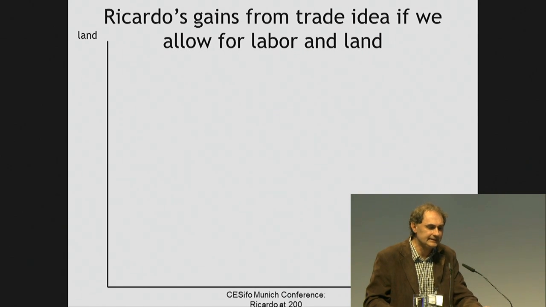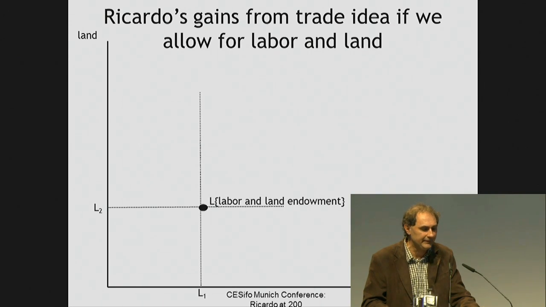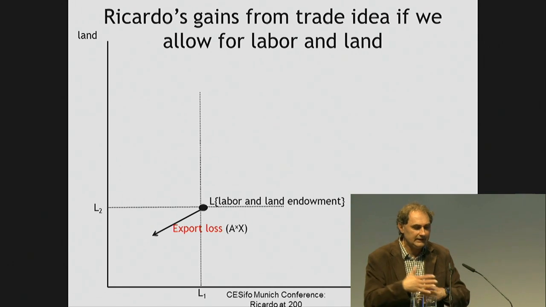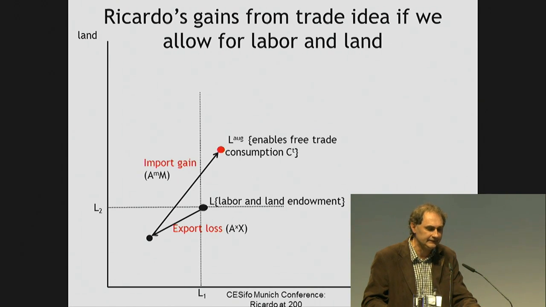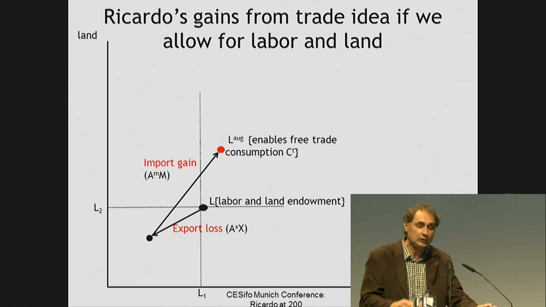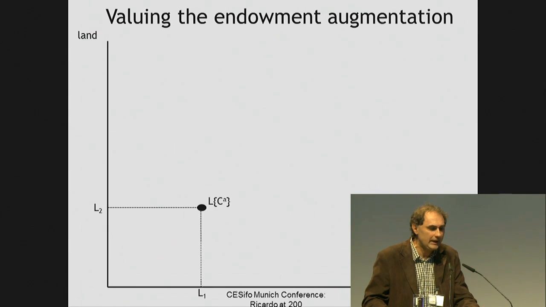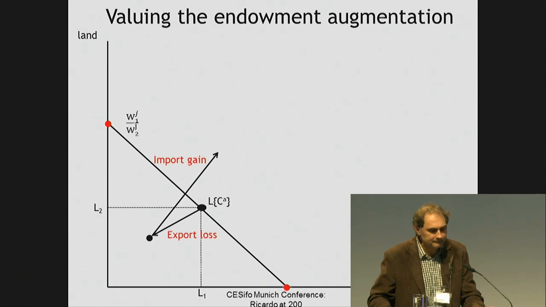So Ricardo's gains allow us for labor. We can also apply his gains from trade logic to labor and land, like two commodities. Let's say an economy has a labor and land endowment. If you export, you lose labor and land. If you import, you get some gains of labor and land. And so you have an endowment of labor and land that trade is equivalent to. And so we applied this framework, and I have just 1 minute left.